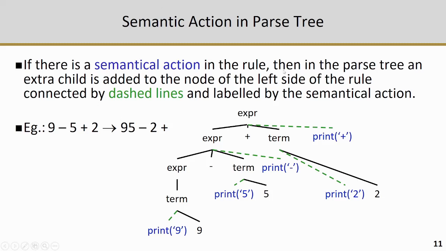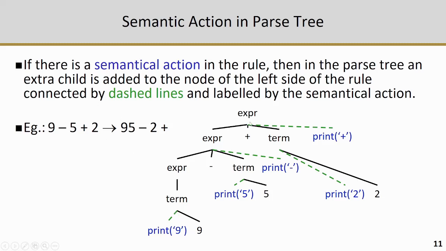So if we have a parse tree like this, which can define the arithmetic expression 9 minus 5 plus 2, and we read the terminals from left to right, 9 minus 5 plus 2, going through the nodes according to the depth first order, left to right, then we get the original sequence of symbols.